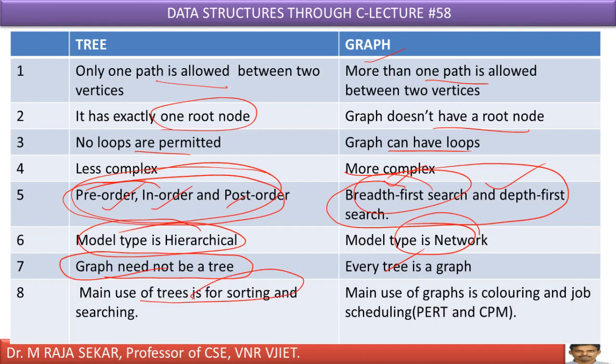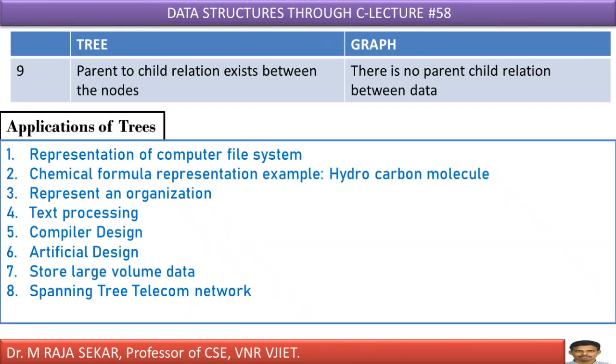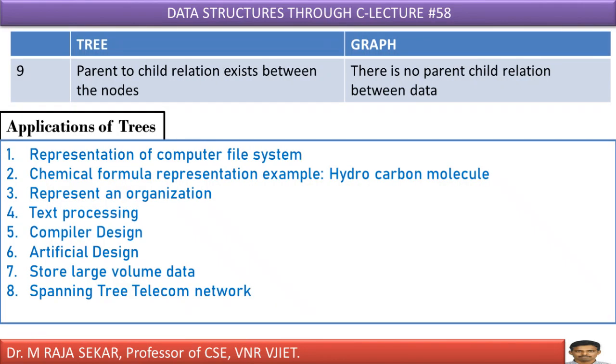Main use of trees, they are useful in sorting and searching techniques. Graphs are useful especially in PERT and CPM. You might have learned in a subject known as operation research. This course may not permit me to discuss PERT and CPM, just understand that graphs can be used in PERT and CPM sort of things. As I told you, parent-child relationship exists in trees, but there is no parent-child relation in the case of graphs.